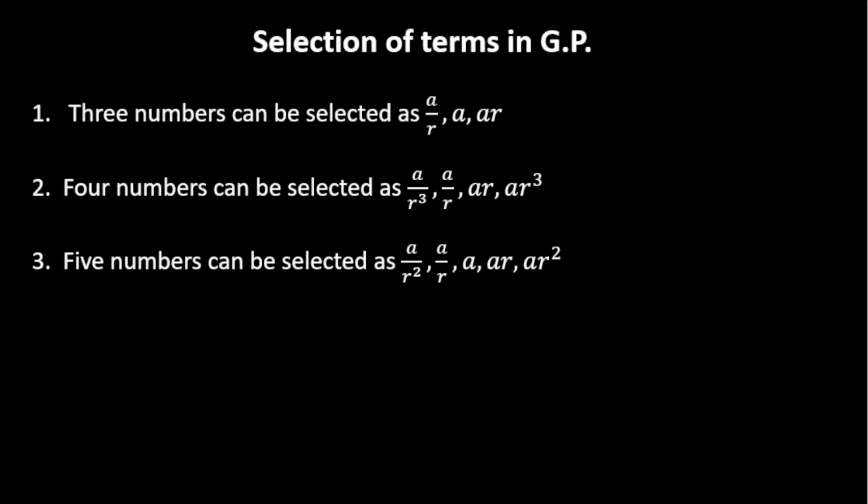Next, selection of terms in a GP. Sometimes we will get a question like this. You can make a note of these points also. They will mention that three numbers are in AP or three numbers are in GP, so we have to assume the numbers. It is not the first three terms. Generally they will mention that three numbers are in GP. Then you just have to assume, let the three numbers be A by R, A, AR.